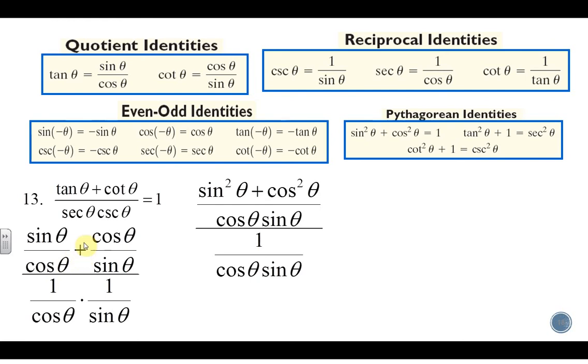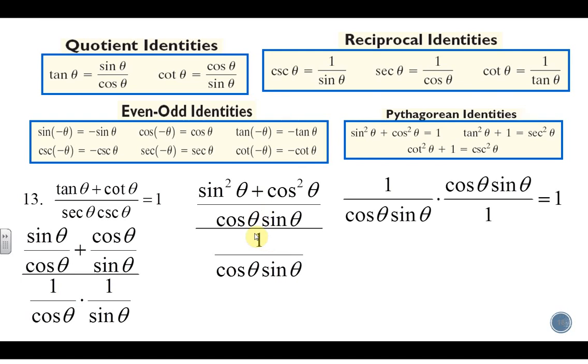So in order to add fractions, we need common denominators. So we multiply top and bottom by sine on this side, which is why you have the sine squared theta. Top and bottom by cosine on this side, which is why you have the cosine squared theta. And then if you just multiply these, that's what you got there. When you divide, you're actually multiplying by the reciprocal. And we substituted this Pythagorean identity for 1.